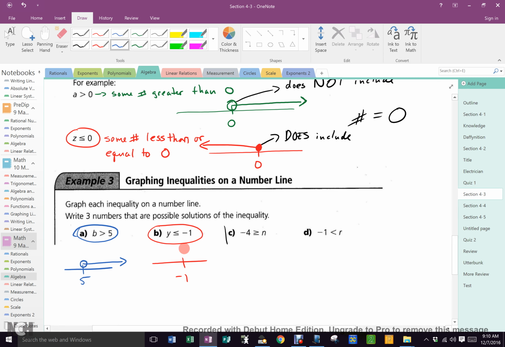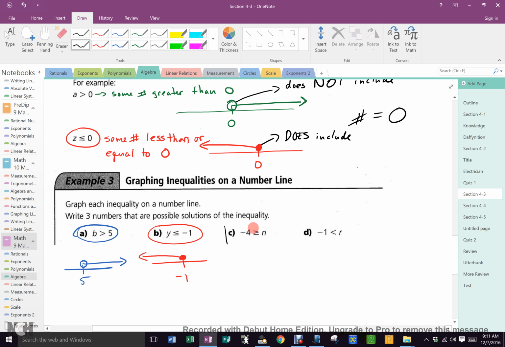What about this one? What does that say in English? Less than or equal to negative one. So I go to negative one. Which way does the arrow go? Left. Is negative one included? So what do we do? What we call a closed dot. We color it in. Is everybody good with that? Yeah? Okay.